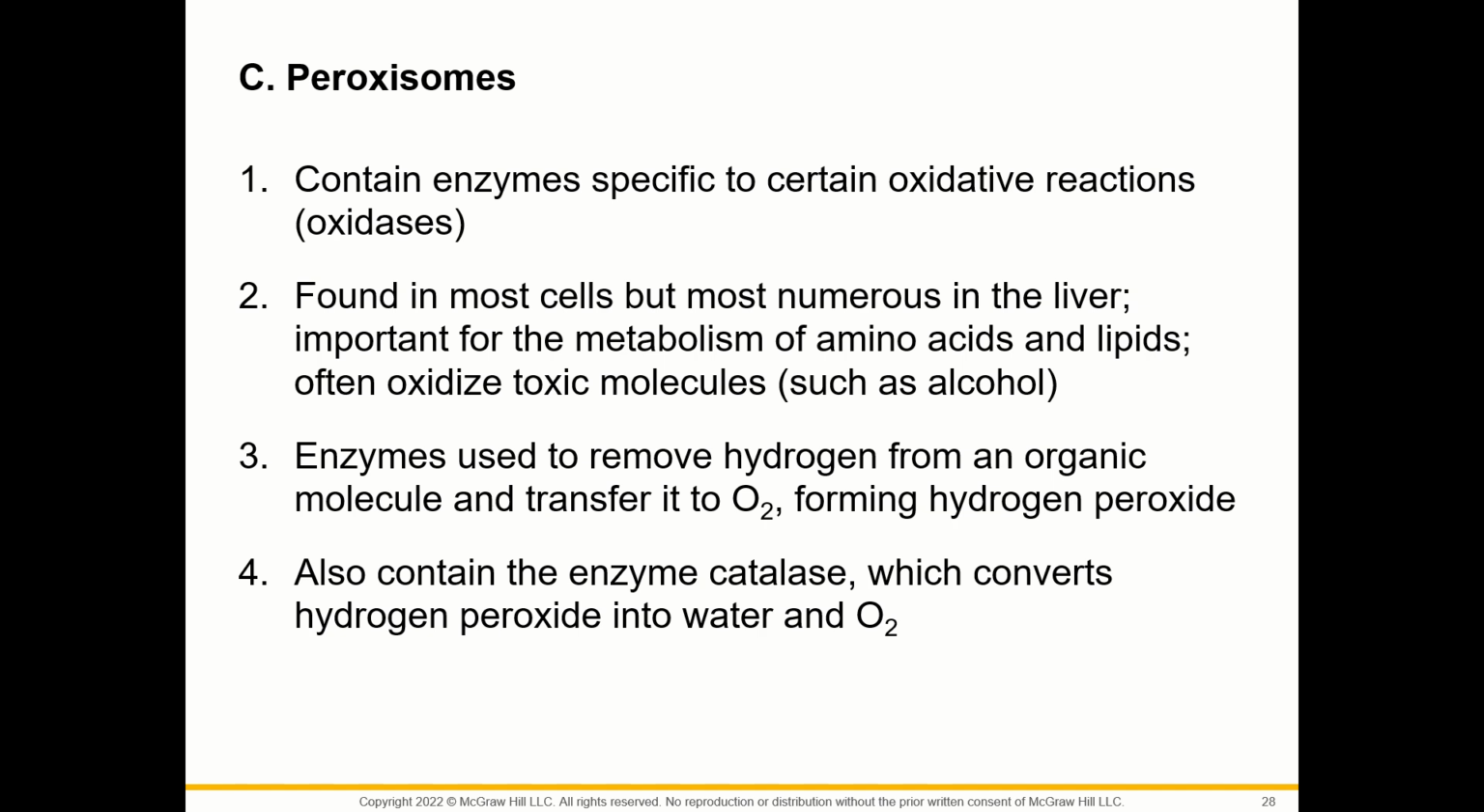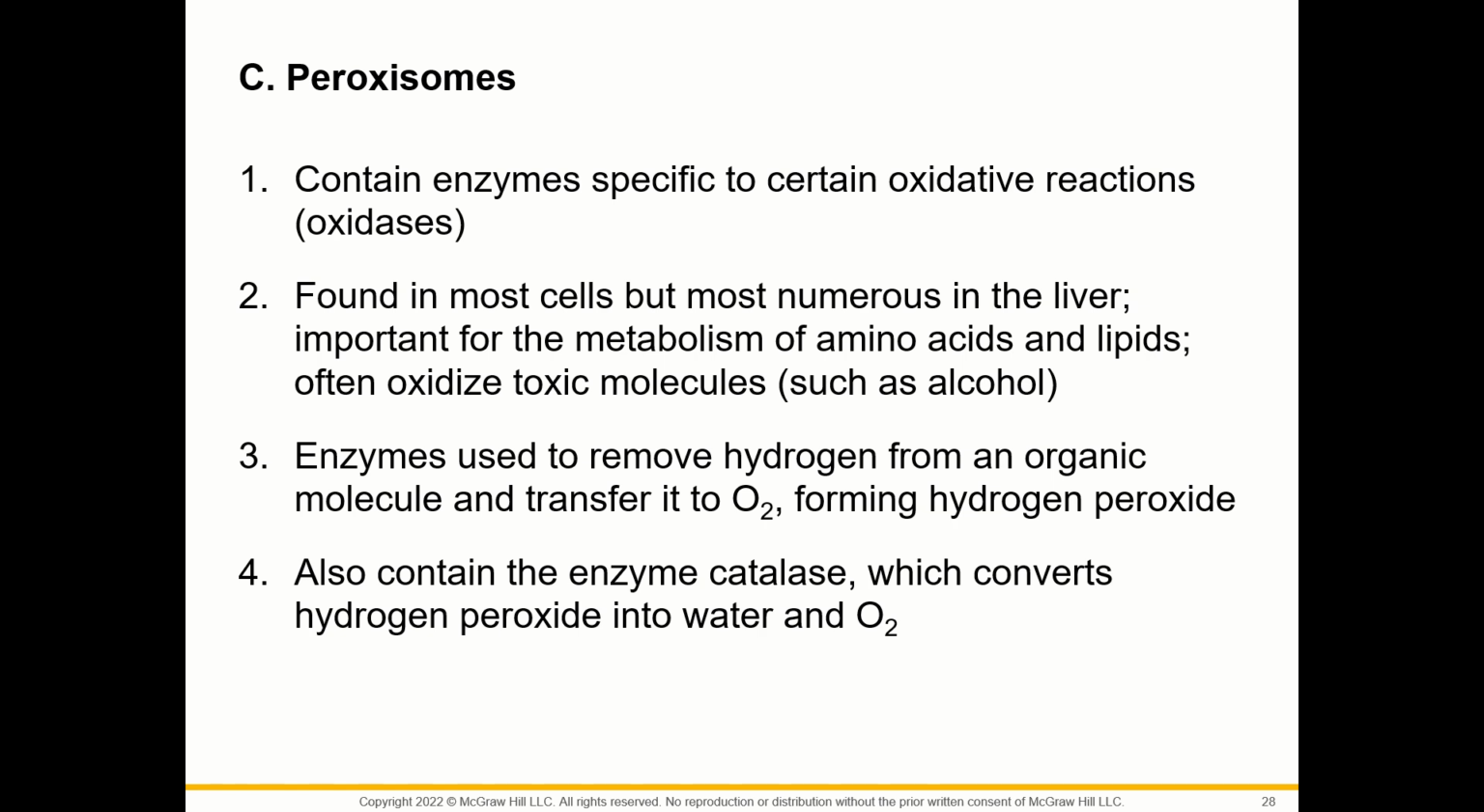Next, we have peroxisomes. These contain enzymes specific to certain oxidative reactions. They're oxidases, that's the enzymes. They're found in most cells, but are the most numerous in the liver. They're important for the metabolism of amino acids and lipids. They even oxidize toxic molecules, such as alcohol.